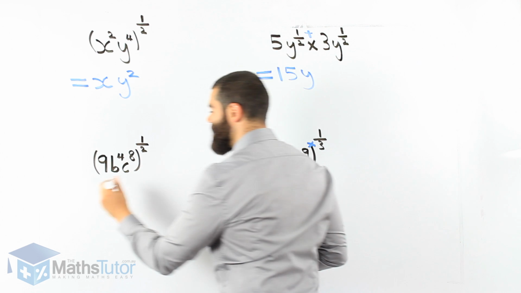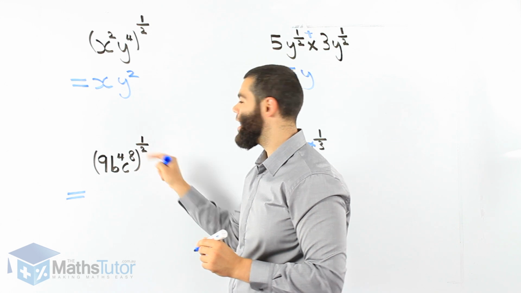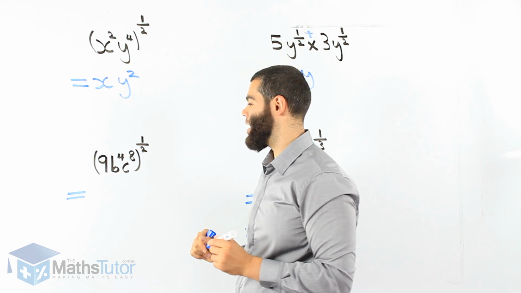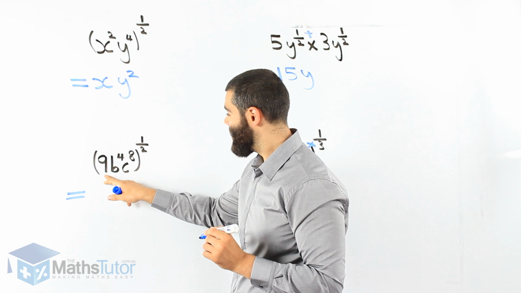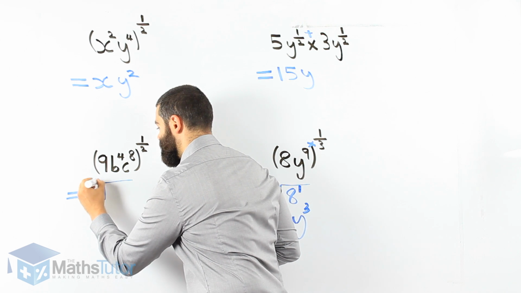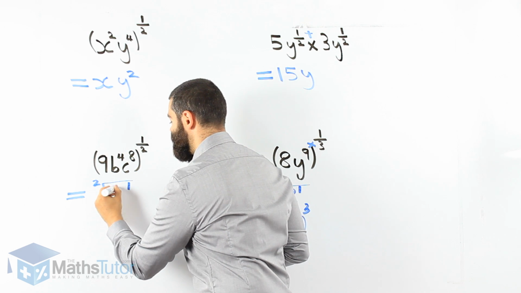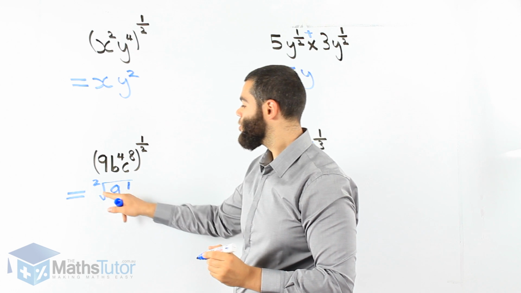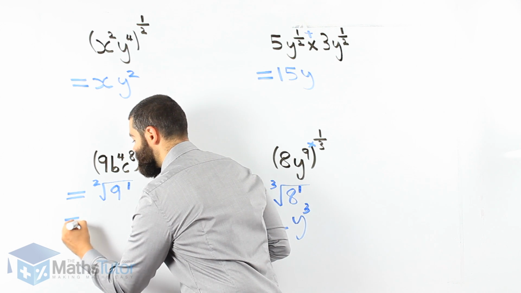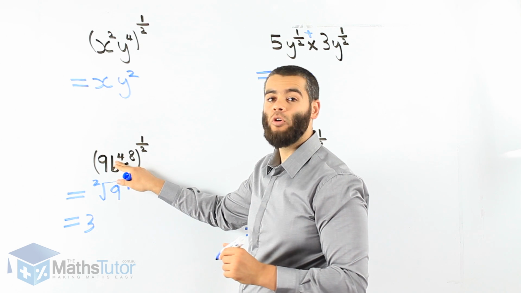Simplifying this one, we have 9, b to the power of 4 and c to the power of 8, all in brackets to the power of a half. It is a fractional index, a fractional power. So we follow the rules. 9 is a numeral to the power of a half. We know the denominator goes outside, the numerator is inside, and 9 is our base, which means square root 9 to the power of 1, which is basically square root 9. Square root 9 is 3. That's done.